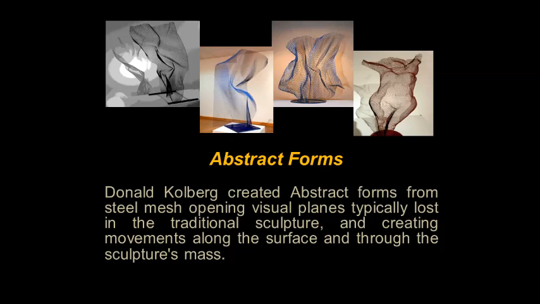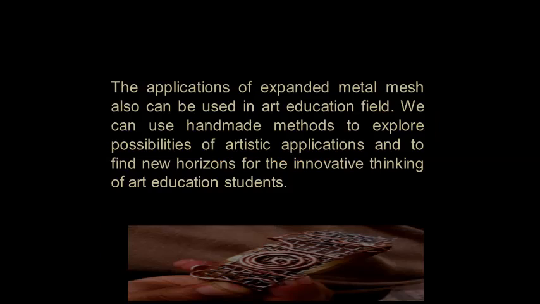Donald Colbert created abstract forms from steel mesh, opening visual planes typically lost in traditional sculpture, and creating movements along the surface and through the sculpture mass. The applications of expanded metal mesh can also be used in the art education field.